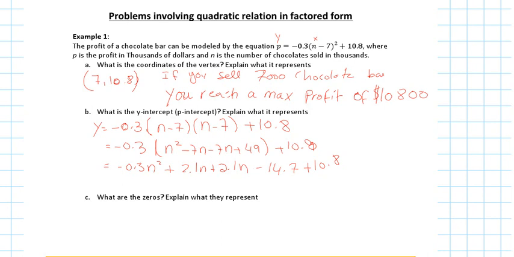So we can collect like terms. So it's going to be 4.2n minus... That's going to be 3.9. Okay? Now, since this is in standard form, right, I know that my y-intercept is negative 3.9. Okay? So the y or the p-intercept is, which means what? What does it mean that you have negative 3.9 product?